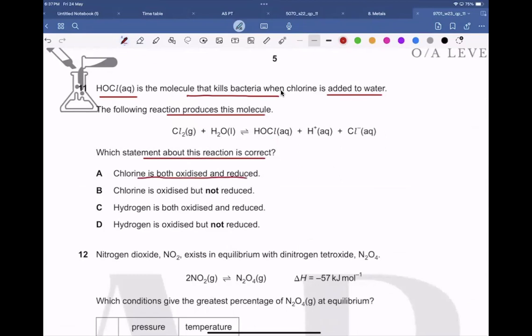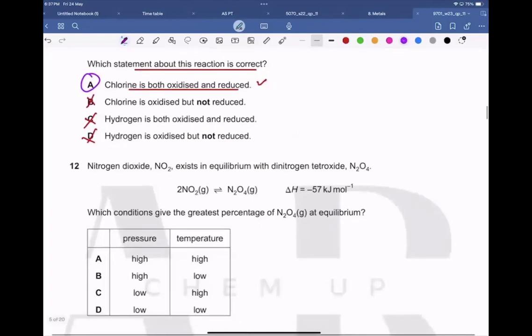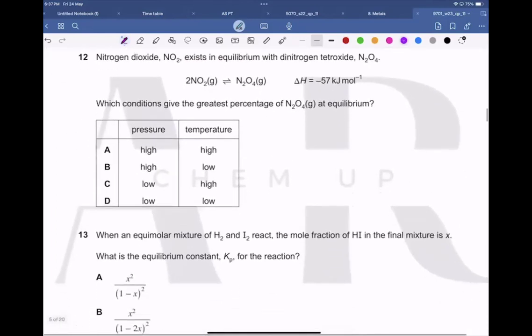Chlorine is both oxidized and reduced. Yes, I think that is correct because that's what we studied in our syllabus, in our lectures as well. See, chlorine is 0. Over here, chlorine is -1, and over here, chlorine is +1. So that is the correct answer. So B, C, and D go wrong, and A is the correct answer. Okay. Now, question number 12.